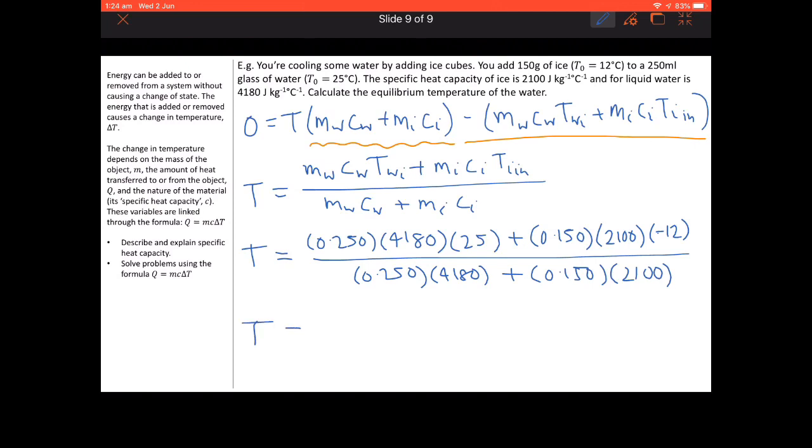Popping all of that big sum into your calculator, you'll end up with an answer of 16.4. So that means that the equilibrium temperature of the ice when it's added to water, or the overall mixture of the ice and water, is 16.4 degrees Celsius. So that's the temperature that the mixture ends up being when it reaches equilibrium temperature.